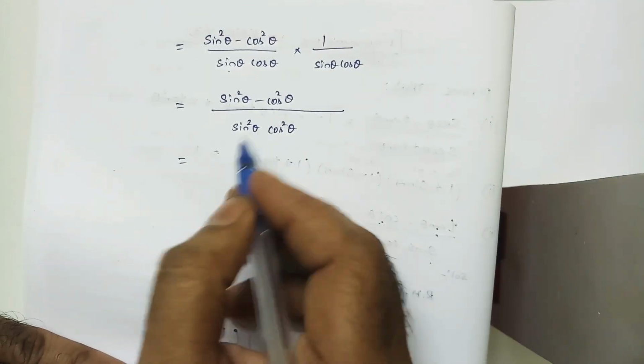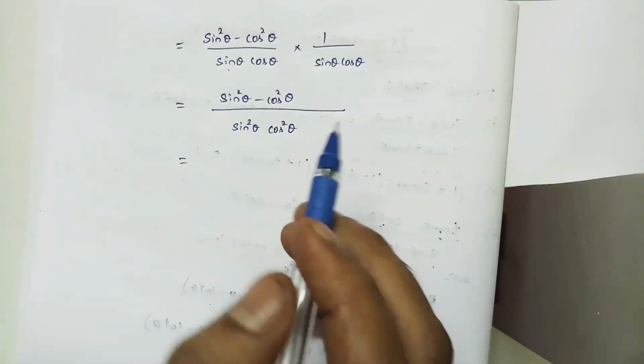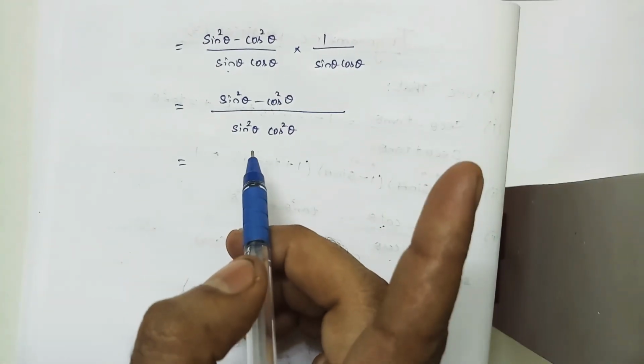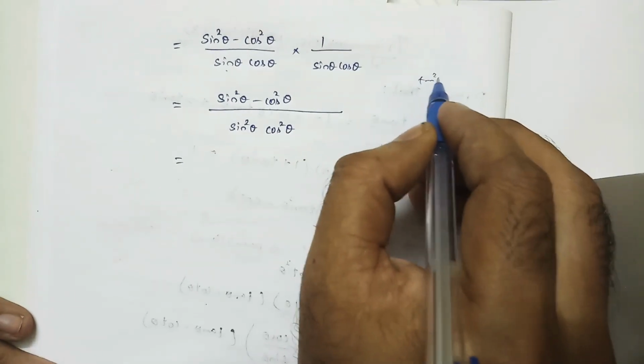Then is any other simplification possible? How do we see what we want to get? What is the RHS? I told you that tan square theta minus cot square theta, that only we want to bring, right?